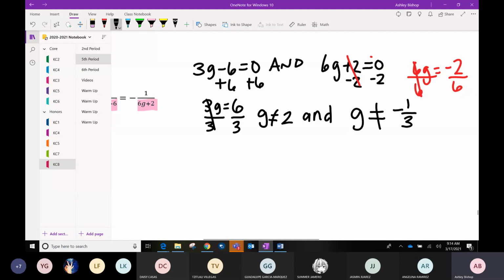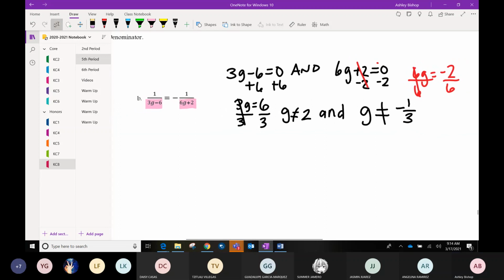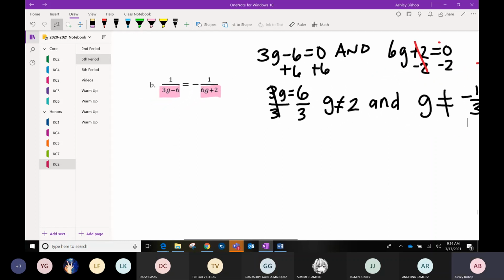Alrighty, so you're not done with the problem. You need to figure out what G actually does equal, but we don't want G to equal either one of those two things. If G does, then we're not in a good spot. Okay, any questions so far? Alrighty, now in order to actually solve for what G is, we are going to cross multiply.